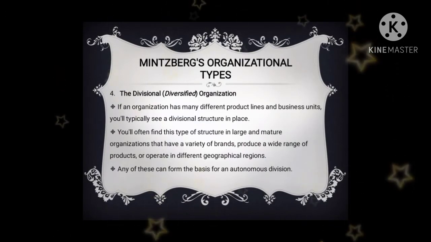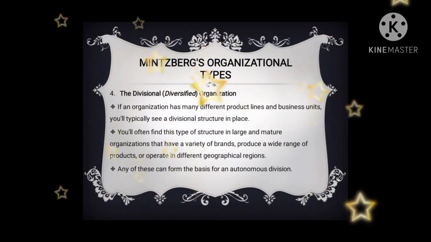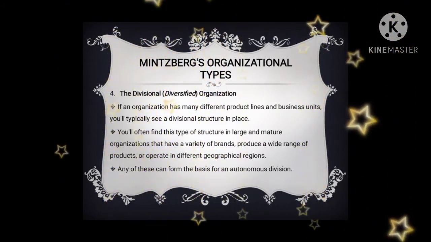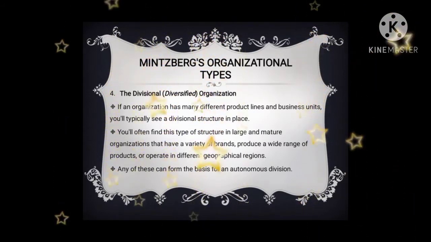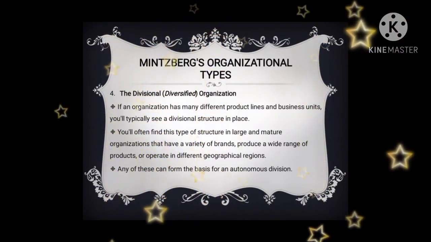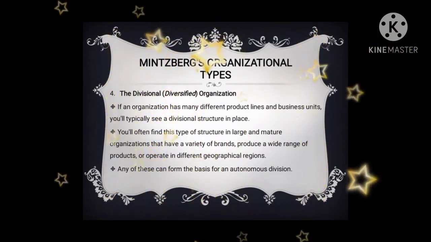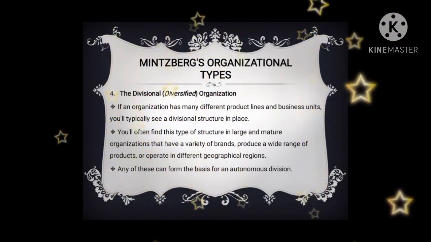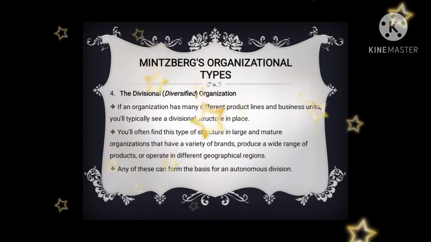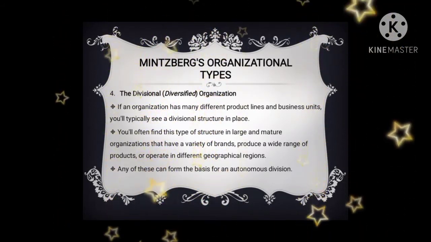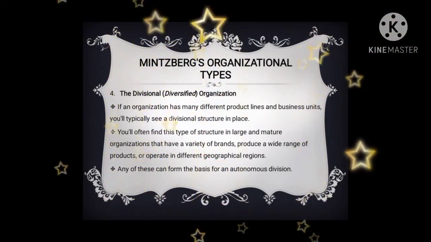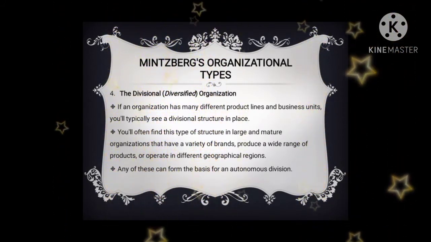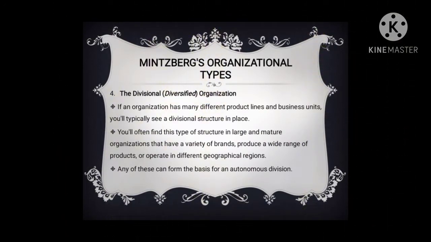Fourth is divisional organization. If an organization has many different product lines and business units, you will typically see a divisional structure in place. A central headquarters supports a number of autonomous divisions that make their own decisions and have their own unique structures. You will often see this type of structure in large and mature organizations that have a variety of brands, produce a wide range of products, or operate in different geographical regions. Any of these can form the basis of an autonomous division.